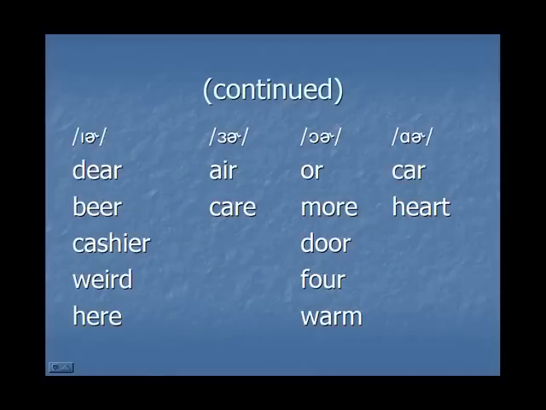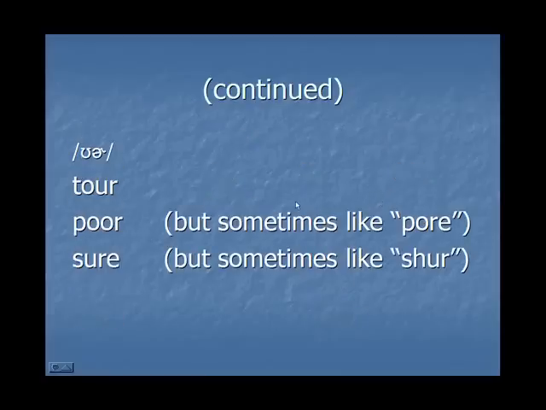Let's go on. We'll practice the sound ear. Repeat after me. Deer, beer, cashier, weird, hear. Now we have the sound air. Air, care. And the sound or. Or, more, door, for, warm. And the sound r. Car, heart. And finally, the sound ur, as in tour, poor, sure.